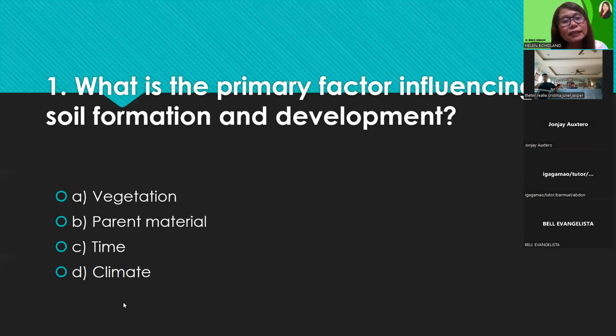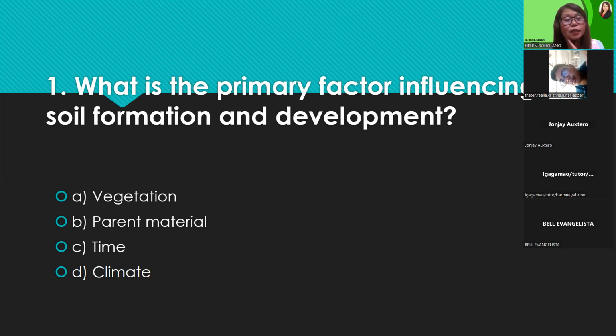Okay. So what is the primary factor influencing soil formation and development? A, vegetation. B, parent material. C, time. D, climate. You can type your answer now. I will wait, and I will look into the answers also. Go. Type your answers there.